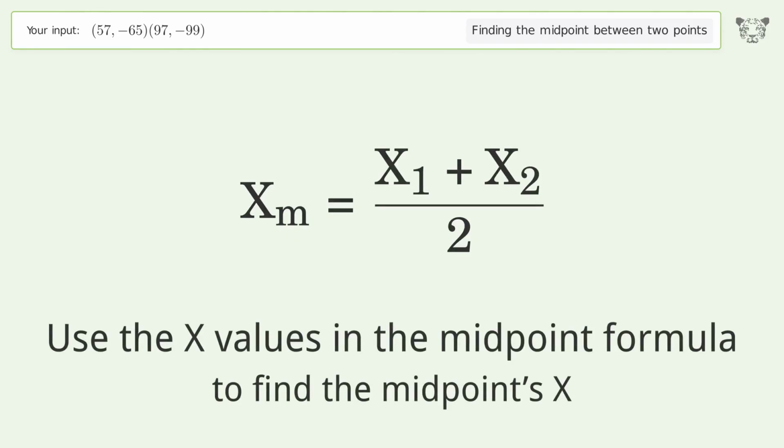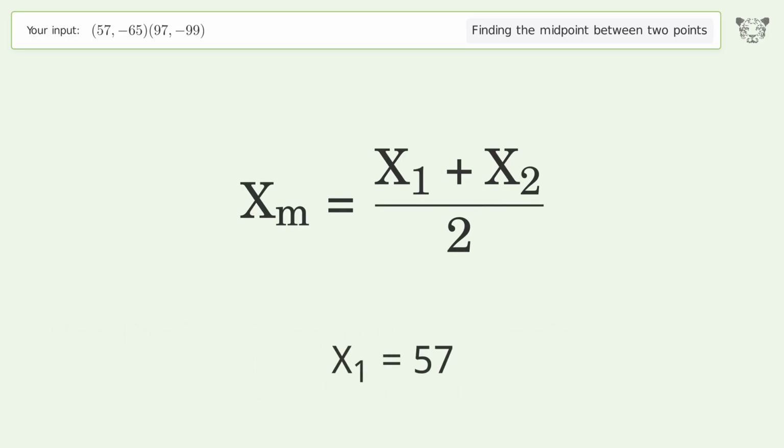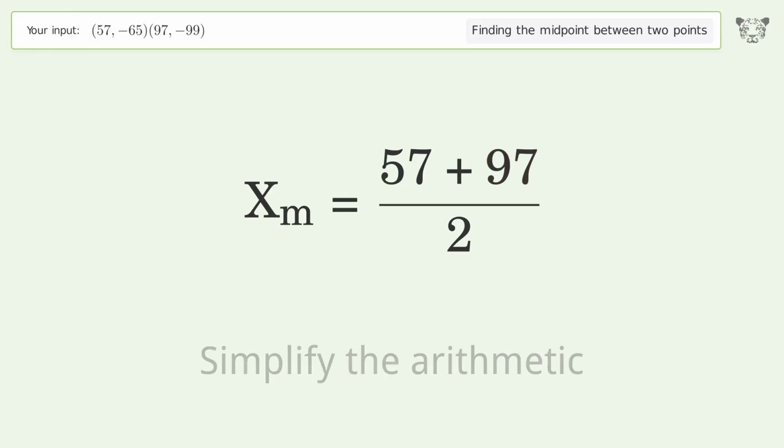Use the x values in the midpoint formula to find the midpoint's x. x1 equals 57. x2 equals 97. Simplify the arithmetic.